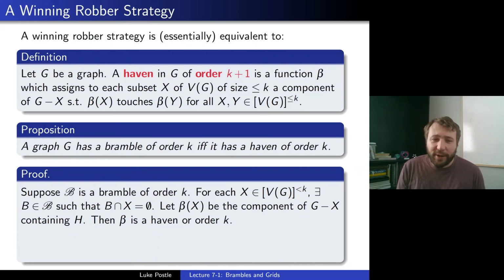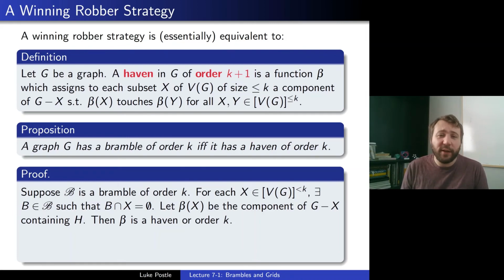And then you'd pick beta of x to be the component of G minus x containing that set. All the sets live in one component, so this will be well defined. So we let beta x be that component, and then beta is a haven of order k. You can just prove that they're always touching, because the underlying sets they contain are touching, and so more generally they will be touching. Okay, so that's brambles into havens.